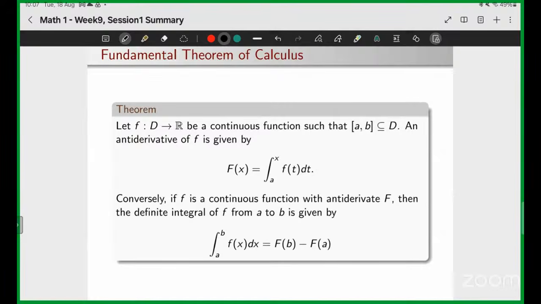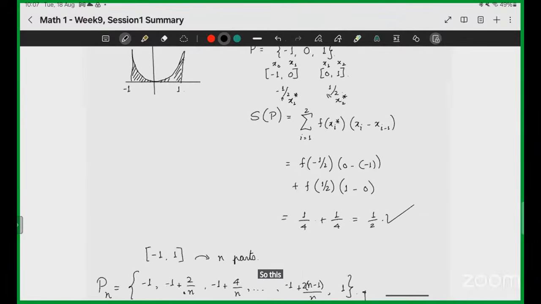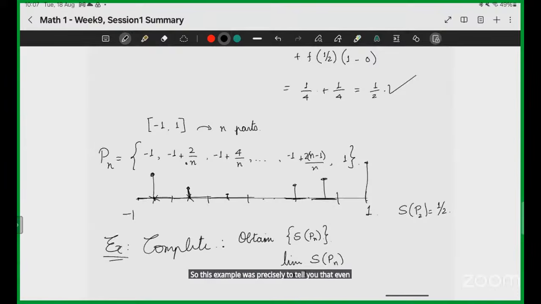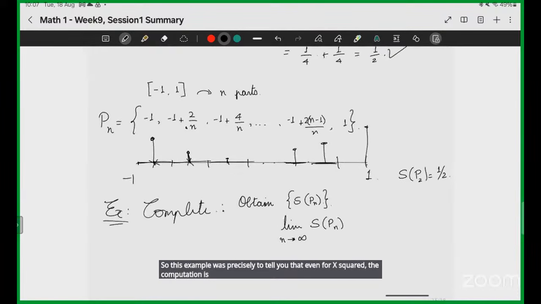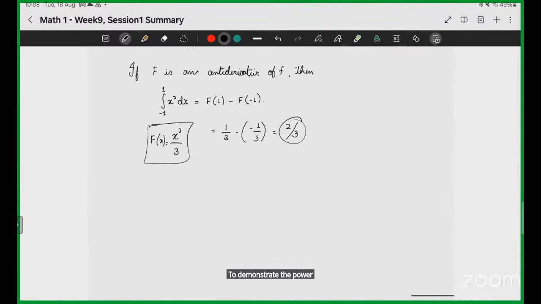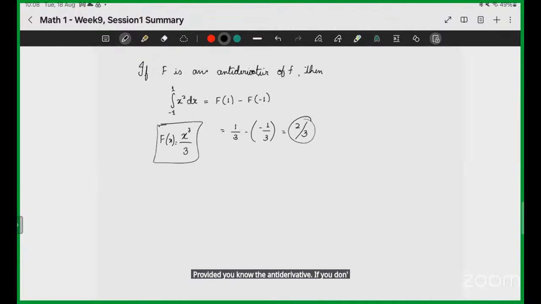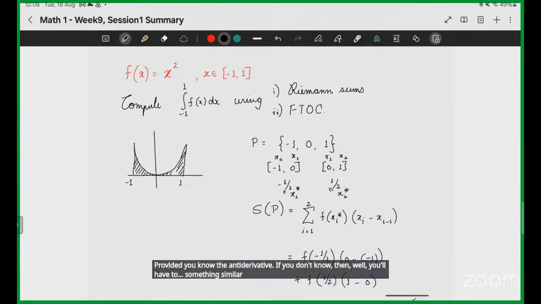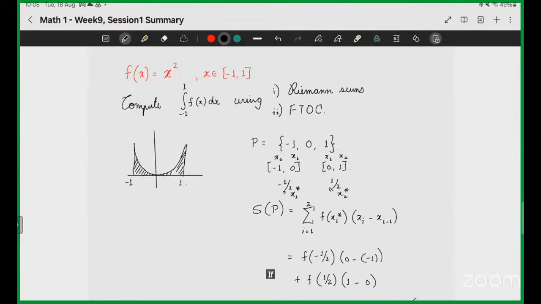So this example was precisely to tell you that even for x squared, the computation is very tedious if you do it by first principles, and to demonstrate the power of the fundamental theorem of calculus, provided you know the antiderivative. If you don't know, then you'll have to do something similar to this, if you really want to compute the definite integral of something.